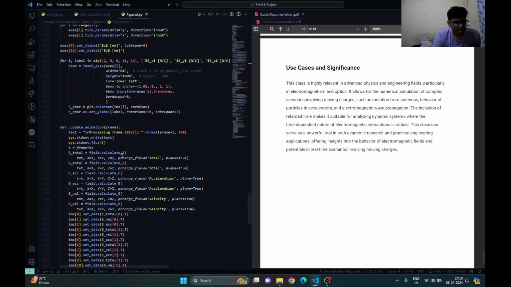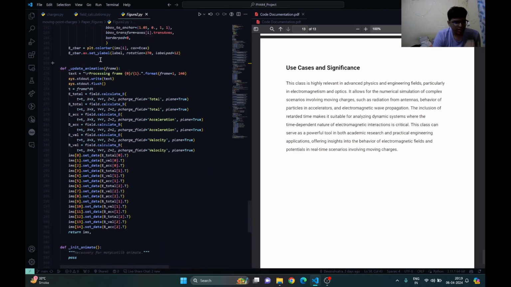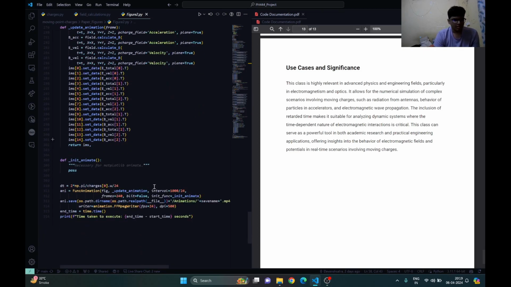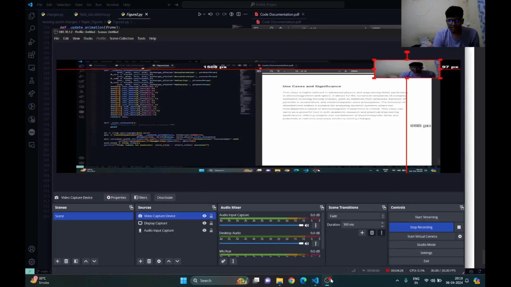In the animation, it's almost the same. The only difference is that we define different frames at different times, and then you calculate the field at each frame, and then you just play the whole thing in one go. So yeah, that is it for the code.